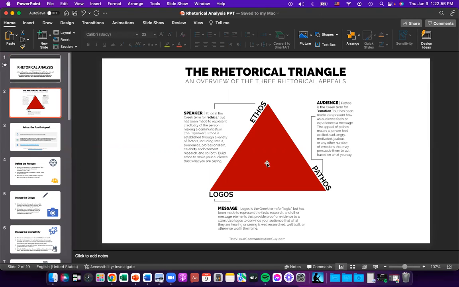And then with logos, that's more about the message. It's not really about the speaker and their credibility. It's not about you, the audience, and your emotion. It's just about the message. So what kind of descriptions, timelines, facts, histories, those types of things.